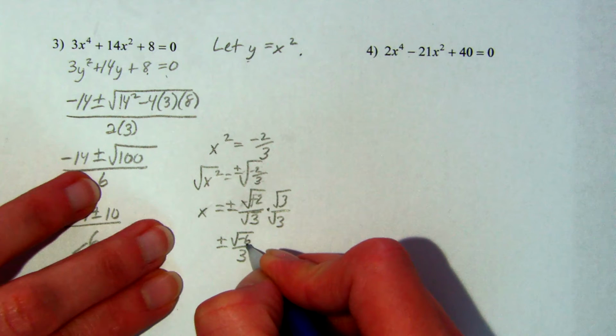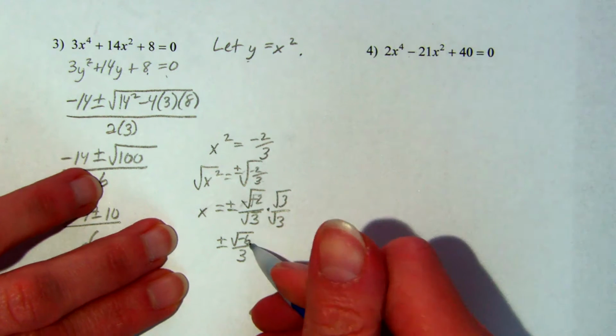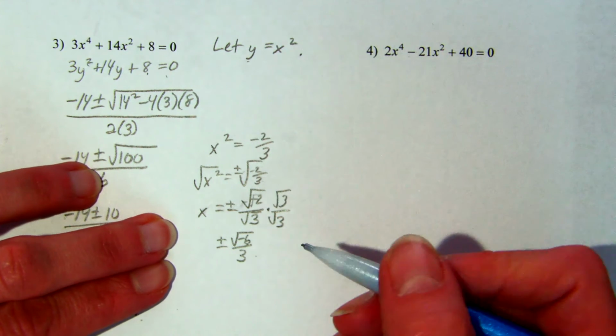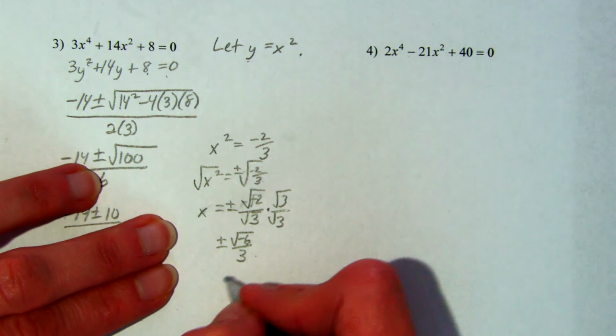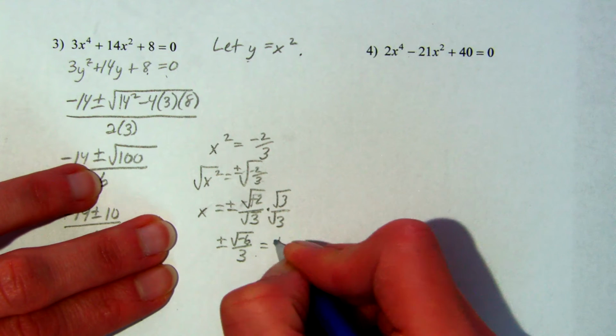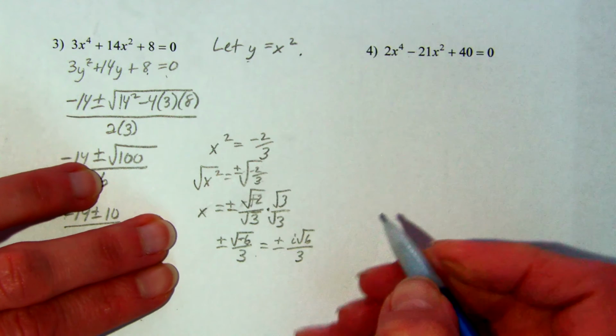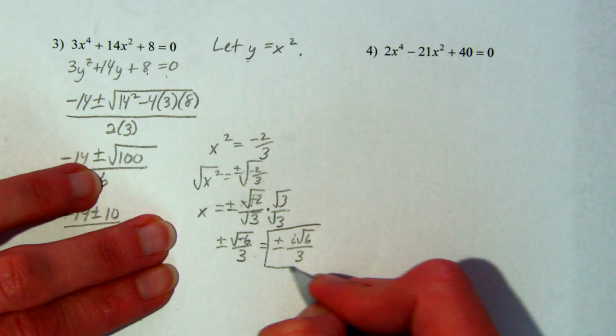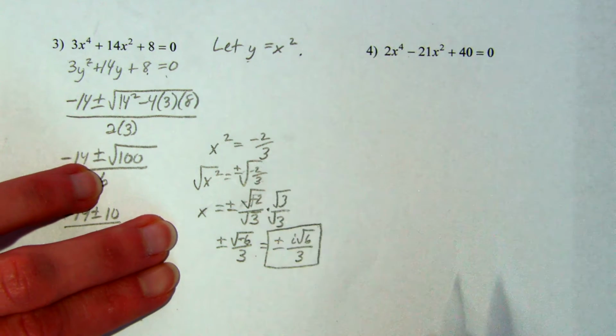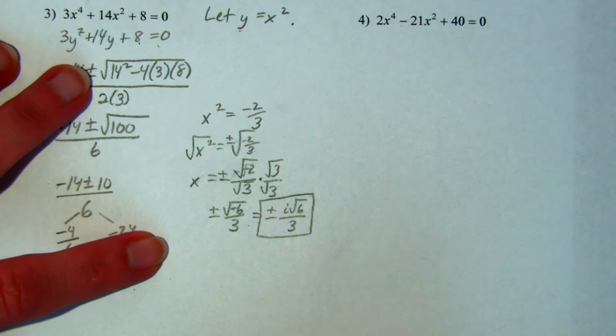And then for this, 6 is just 2 times 3. It's not very interesting. If you try to simplify that, you'll just end up with plus or minus i square root of 6 over 3. The only thing we can really take out is the negative and put that on our answer. So fractions are a little interesting if you run into those negatives.